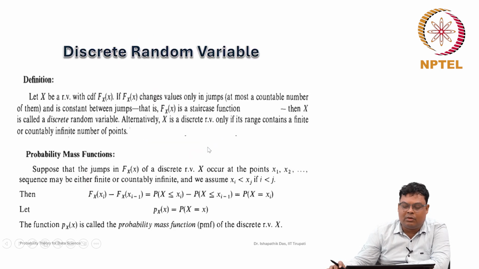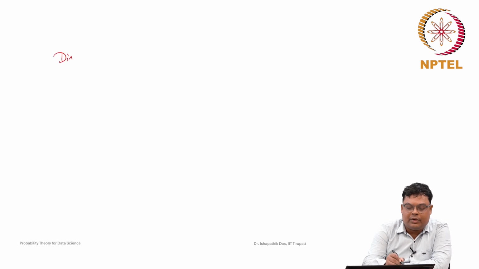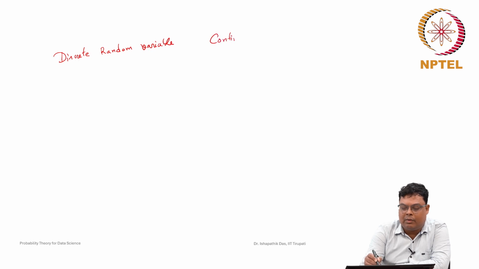Based on this distribution function, we categorize and classify the random variable into one called discrete random variable, and the other random variable we say is the continuous random variable.